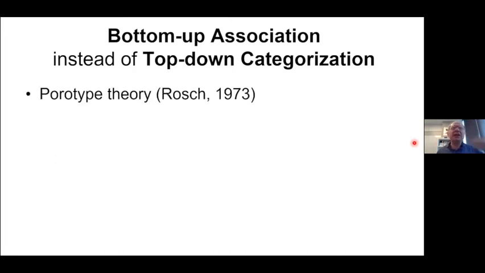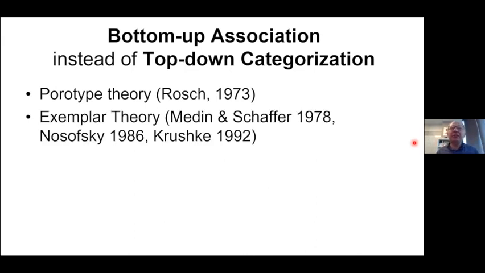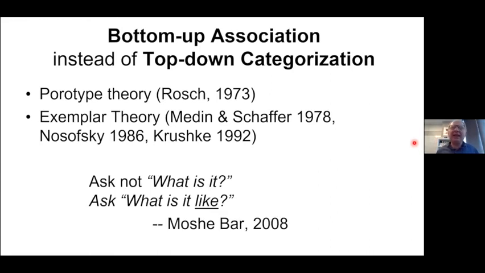And so in the middle of the 20th century, people started to feel that instead of this top-down categorization imposed from Platonic ideals, a better model might be a bottom-up association, okay? And so Eleanor Roche proposed the prototype theory, and then that was followed by the exemplar theory. And I like the way Moshe Bar talks about this in his papers. He says, ask not what is it, ask what is it like. So the idea is instead of having this ideal Platonic chair and then listing everything that fits that Platonic chair, the idea is to start from the bottom, start from the data itself, and see if you can cluster and connect it together and associate different examples with each other. And hopefully you'll get something emerging from the bottom up.